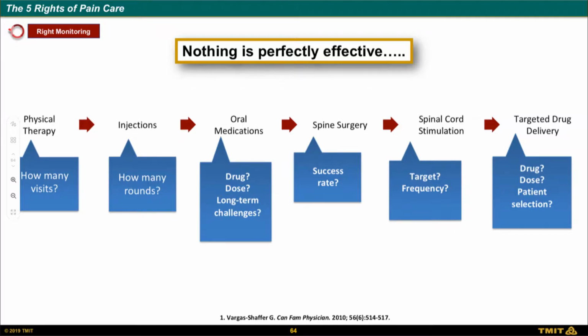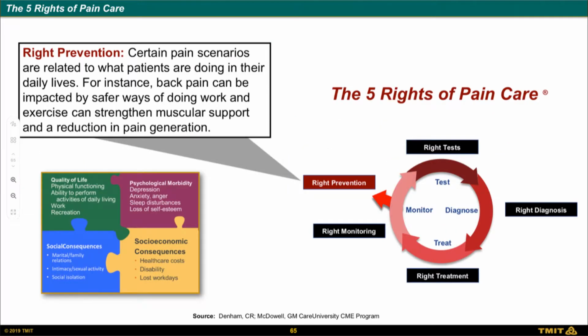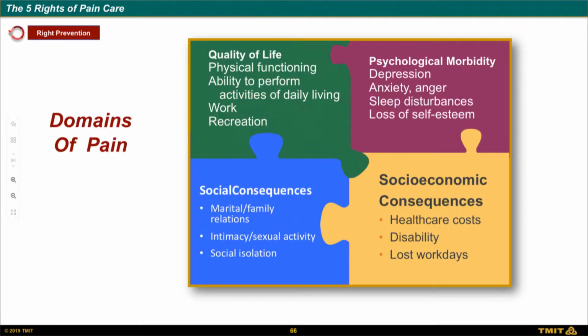addictive controlled substance. And we've talked about the prevention, making sure to look at the person's workplace, monitoring their ergonomics, and making recommendations, getting occupational assessments for them. And then if you look at the slide that describes the domains of pain, this is why we want to make sure that we are following the 5 rights of pain, because we owe it to our patients to try to enable them to return to a quality, functional existence.